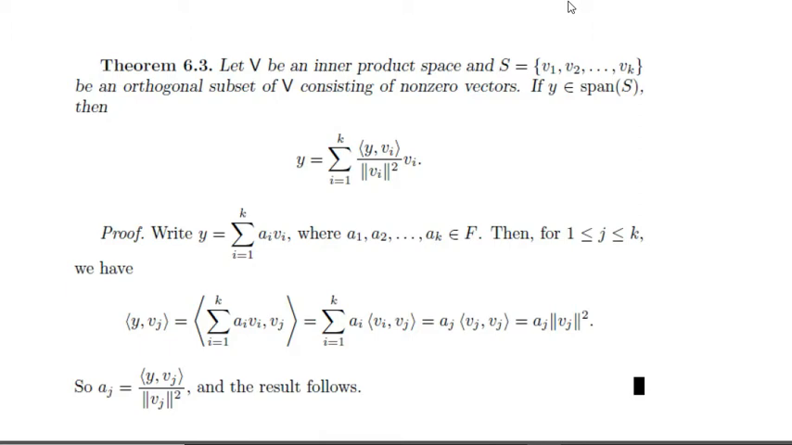If y belongs to the span of S, then y is equal to the summation i equal to 1 to k of the inner product of y comma vi upon norm of vi squared, times vi. That is, the coefficients are equal to the inner product of y comma vi upon norm of vi squared.